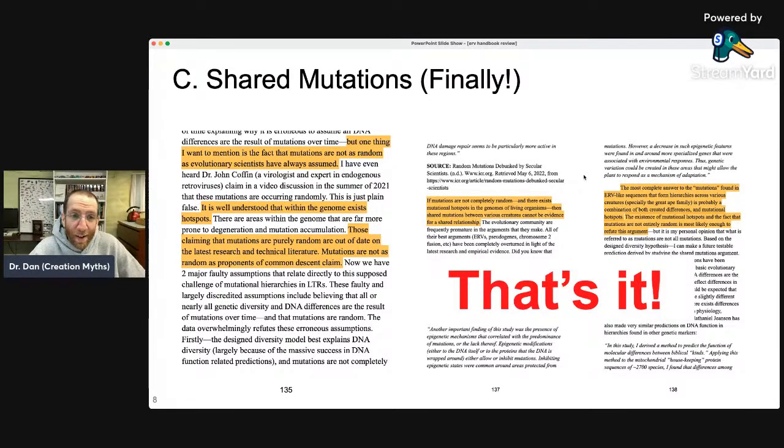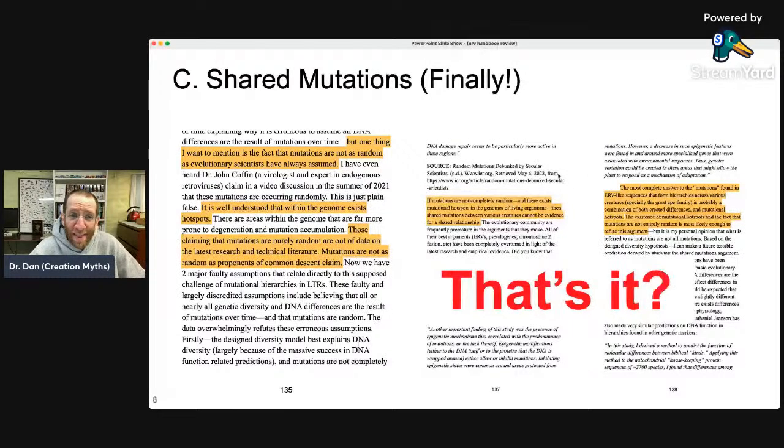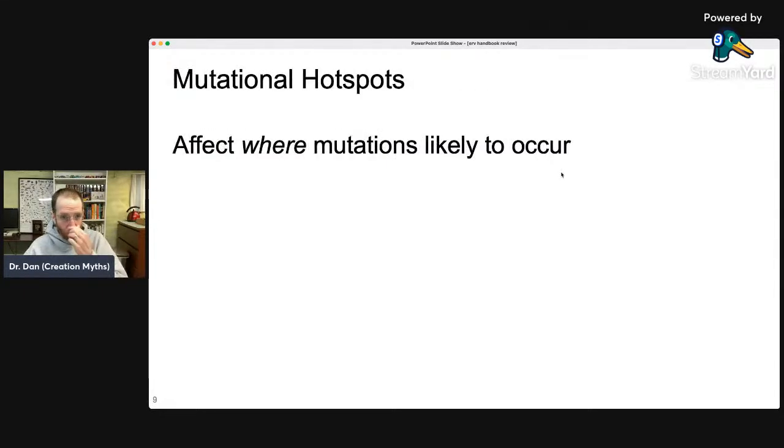That's it. That's the explanation for why you get a nested hierarchical pattern of mutations within ERVs. Hotspots, mutational hotspots. Maybe I should say, that's it? That's the explanation for why you get a nested hierarchical pattern? I don't know if this is an attempted sleight of hand or if SFT genuinely does not understand what hotspots are and how they work. But this does not fly at all. So let's talk about hotspots.